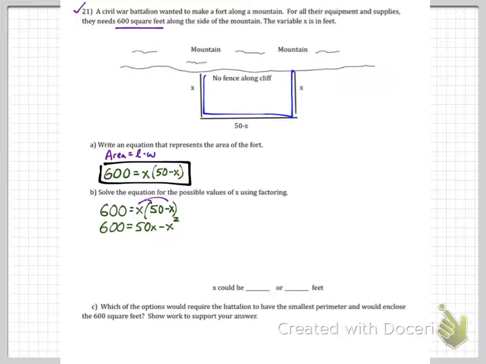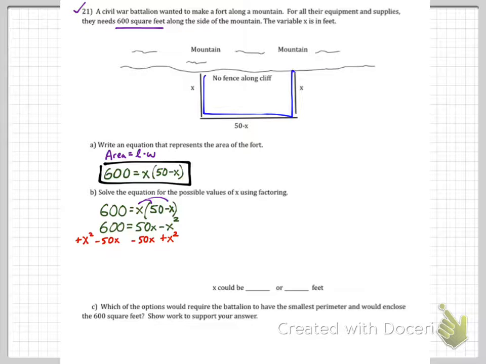50x minus x squared is on the right. And what I'm going to do is move things from the right side to the left side. But remember, we have to do the same thing to both sides. So I'm going to subtract 50x from both sides, and I'm going to add x squared to both sides.